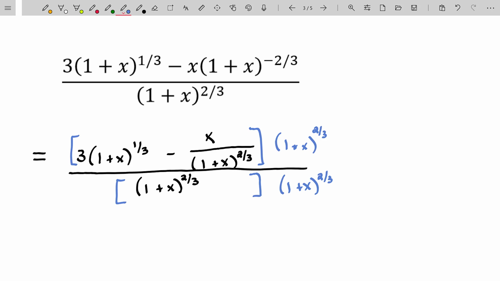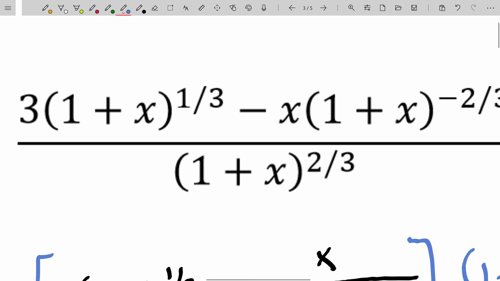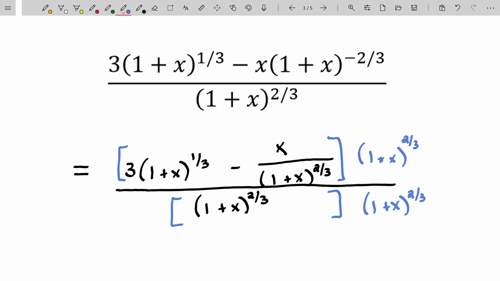There is a special restriction here. X cannot be -1, but to be honest with you, that was the same restriction we had in the beginning. X cannot be -1 in the beginning because it would have caused division by 0, so we're not adding any level of complexity to this problem by multiplying both numerator and denominator by 1 plus x to the 2/3 power. Distributing this factor to each of those terms, and then also multiplying this factor, or adding its exponent to the exponent of the 1 plus x downstairs, we get the following.